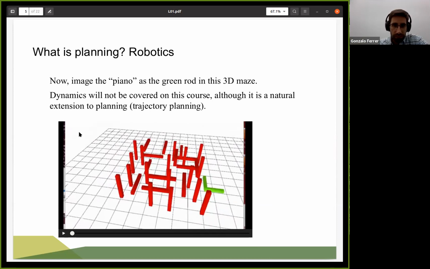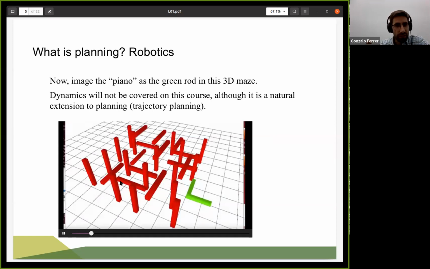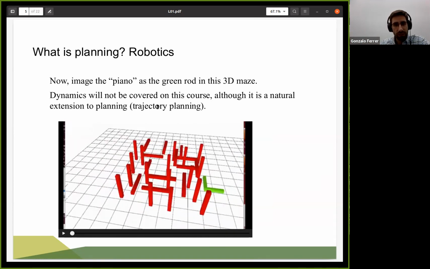We will not cover dynamics, as I said at the beginning, right? So we will just start with paths. So paths, imagine them as the sequence of, for instance, this L-shaped thing that moves around over the maze. But as I said, if we have sequences of states over time with timestamps, then this is what we call a trajectory.